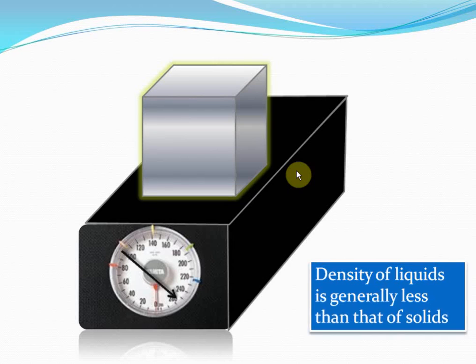However, the density of silver is 10,600 kilograms per meter cube. This means that the same 1 meter cube of silver weighs 10,600 kilograms. Can you believe that? 1 meter cube of water weighs 1000 kilograms, but 1 meter cube of silver weighs 10,600 kilograms. So as you can see, the density of liquids is less than that of solids.